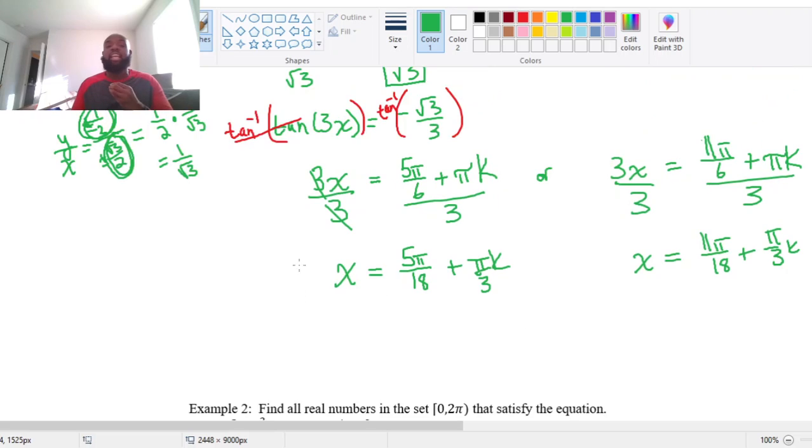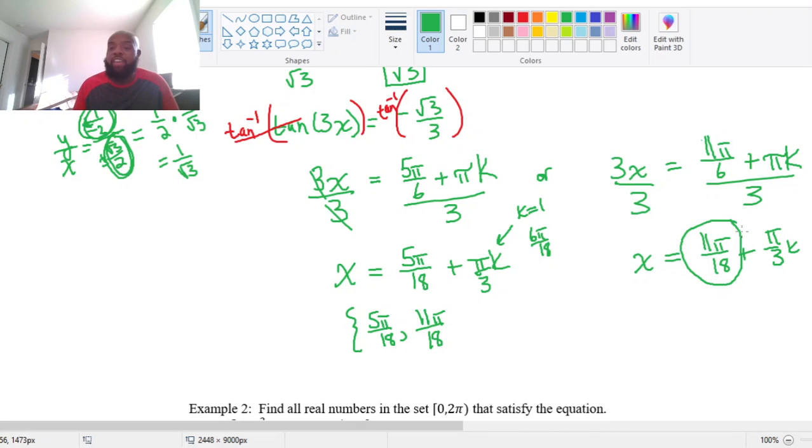Now, something interesting happens with this tangent function, right? If I try to write out some of my solutions, for instance, I know I have 5 pi over 18. If I let k equal 1 here, notice that pi over 3 is 6 pi over 18 if I get it to the same denominator as this initial 5 pi over 18, right? So if I do that, then my next number after adding the 6 pi over 18 would be 11 pi over 18, which is this exact same number that I have here.